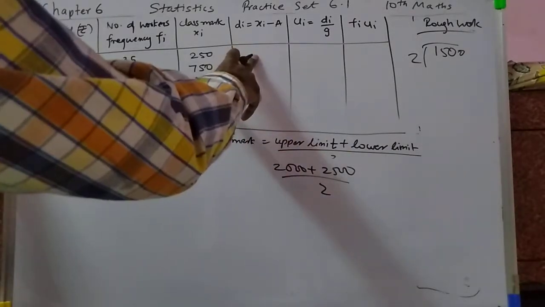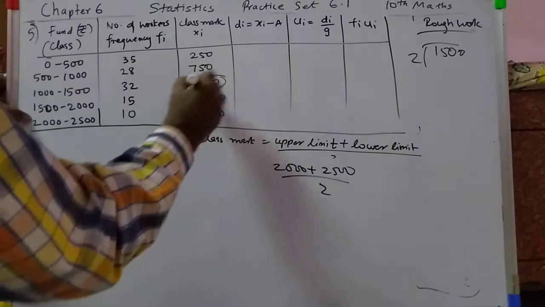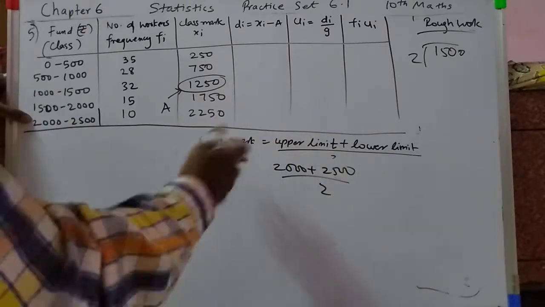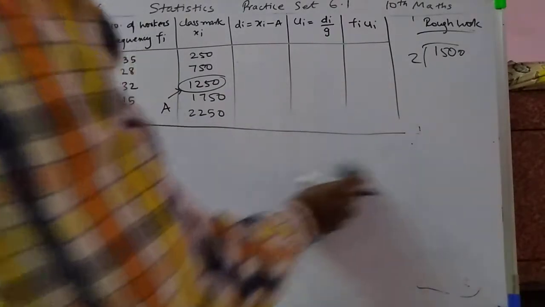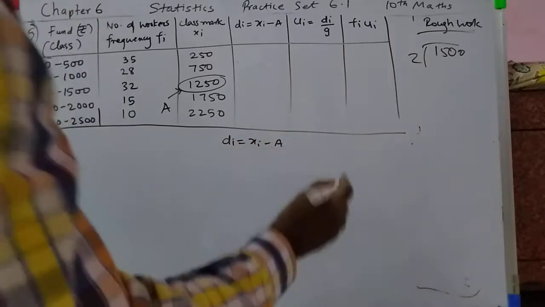Now we'll calculate this. 1, 2, 3, 4, 5, 6. This A is the middle. Now you have to use that formula. Now di is equal to xi minus a. That we calculate.